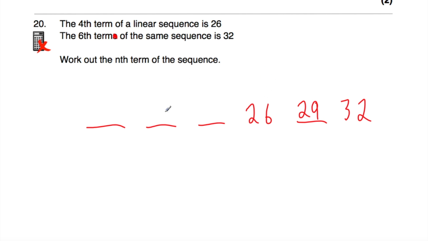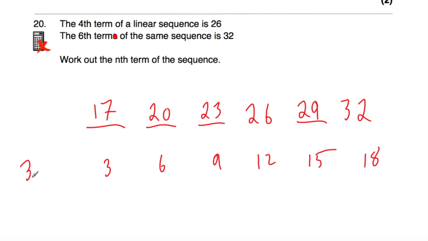So let's go down by 3s to find out what these 3 numbers would be. So going down by 3 would be 23. Going down by another 3 would be 20, and down another 3 would be 17. So that's our sequence. Now we know the sequence, we can find the nth term of it. So if we have a look at the sequence, it's getting bigger by 3 each time. We worked that out already. So let's write down the multiples of 3. So 3, 6, 9, 12, 15, 18. And that would be 3n. 3 times 1, 3 times 2, and so on.